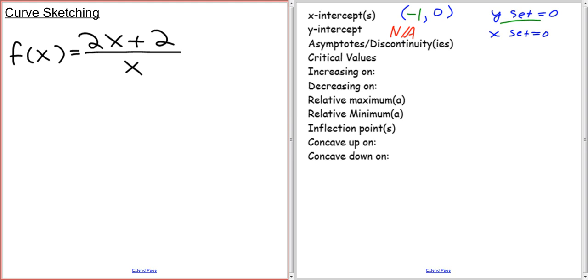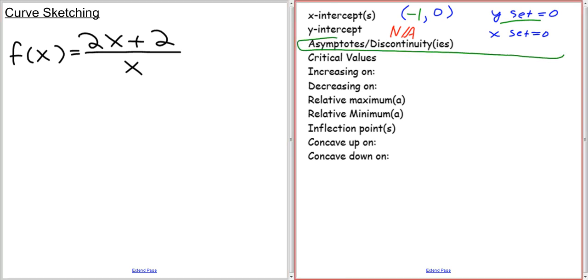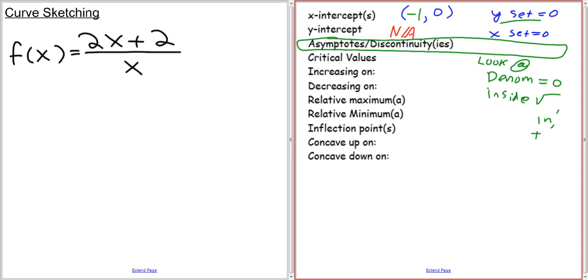Now we're talking about asymptotes and discontinuities. So there are a lot of those. I guess what you want to look at is the denominator equal to 0, or something inside of a square root, or of an ln, or of a trig function, right? These are the kind of things we want to consider.